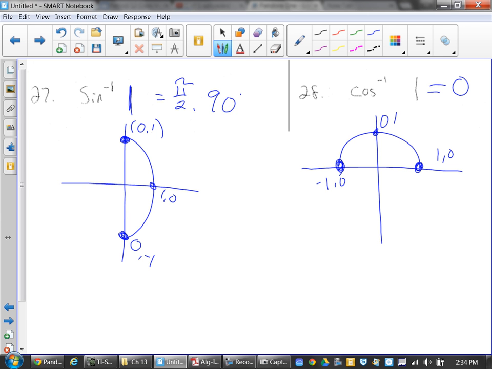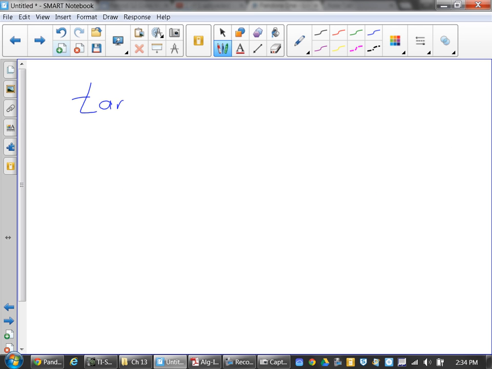I kind of forgot how you told me to do the tangent of 1. The tangent value of 1? Yeah. When you have tangent, you start the same way. Tangent goes between pi over 2 and negative pi over 2, exclusive. You don't include the pi over 2 because it's your asymptote.